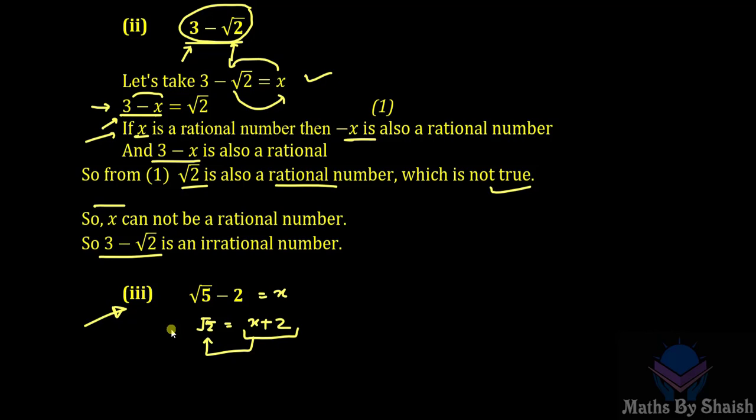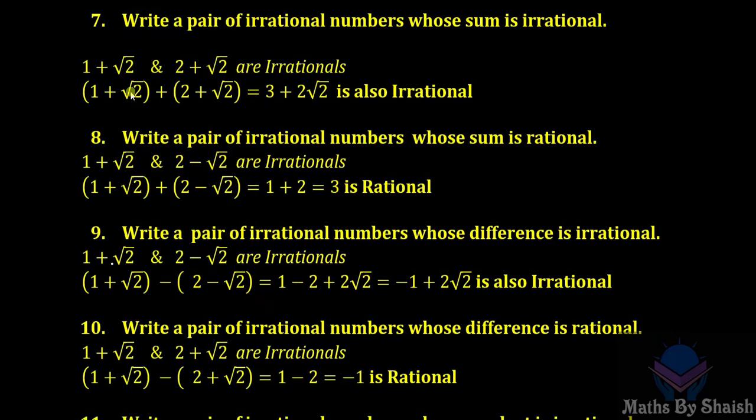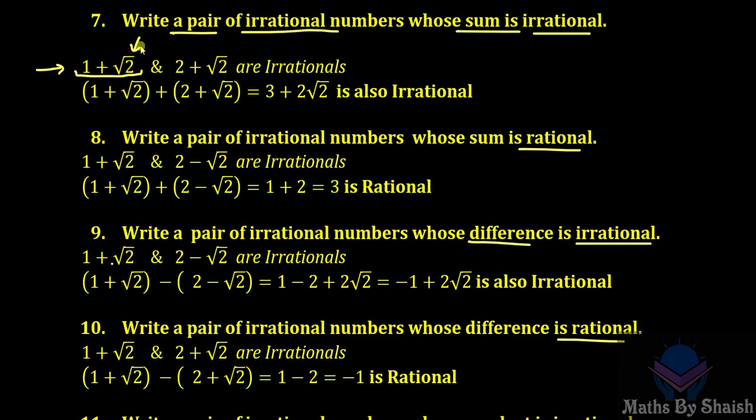Now from the 7th to 11th questions, we need to give a pair of irrational numbers whose sum is either rational or irrational, and whose difference is going to be irrational. The concept behind it: take a number like 1 plus root 2. Root 2 is the number which makes it irrational, because if it were something like 3, then it would be 4, which is rational. So in this, root 2 is the number which makes it irrational.